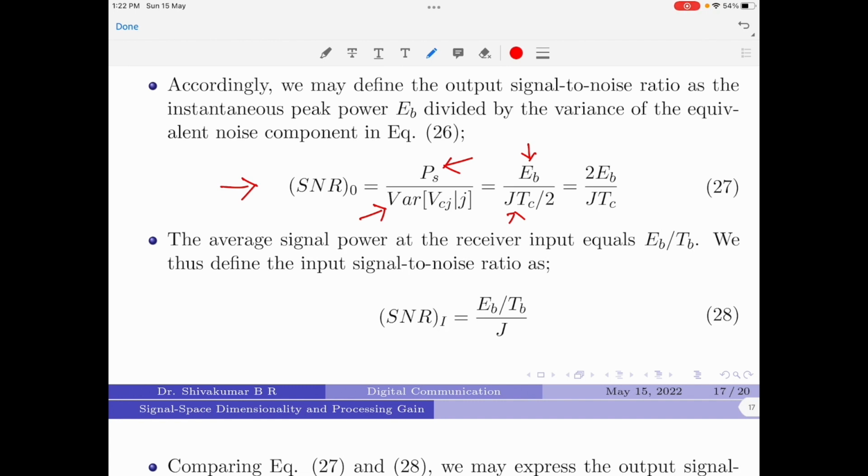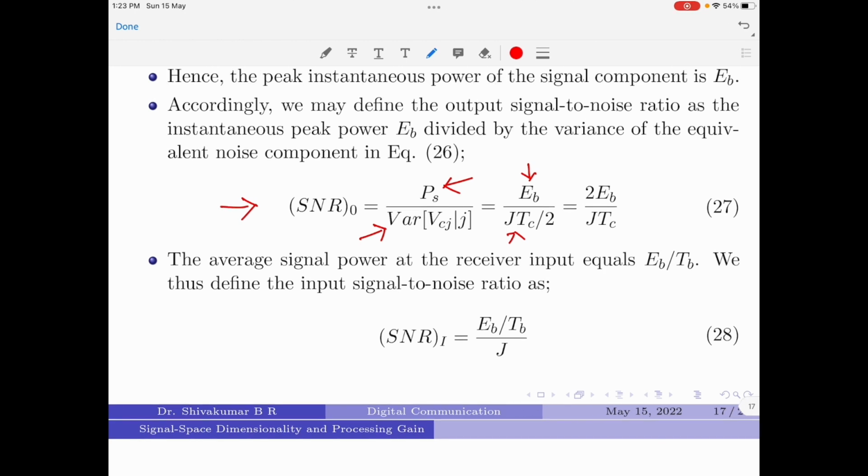Rearranging this, we will find the signal to noise ratio at the output of the DS-BPSK receiver to be 2EB divided by JTC. In a very similar fashion, let me now write an expression for the signal to noise ratio at the input of the receiver.